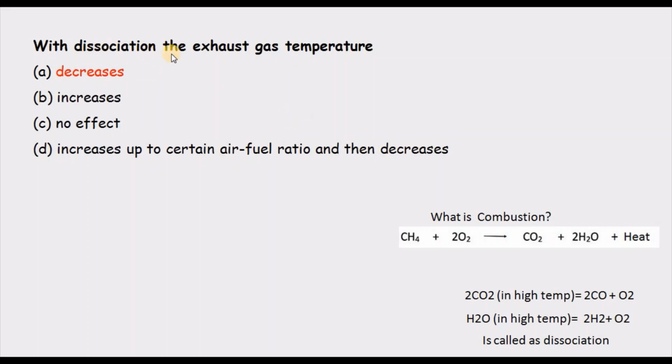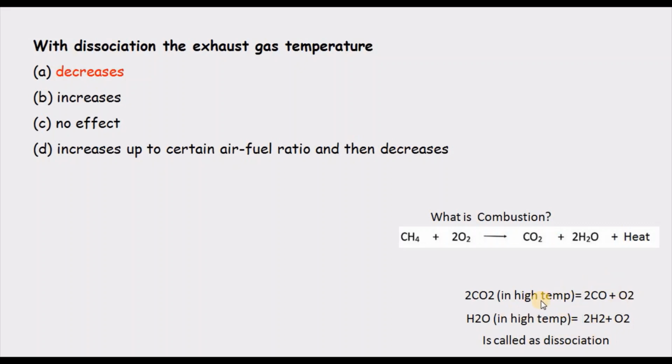Now the next question is, with dissociation, what happens to the exhaust gas temperature? The options: gas temperature decreases, increases, no effect, or increases up to a certain air fuel ratio and then decreases. Now, as we discussed earlier, the fuel and oxygen combine to form these products, and these products disintegrate by absorbing the heat.